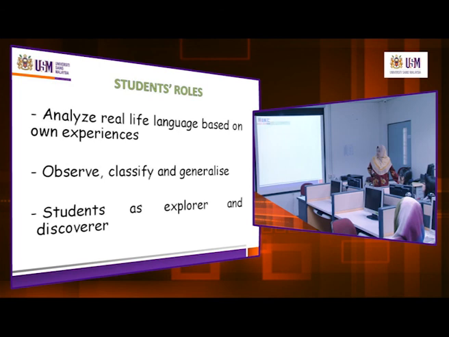And then, students' roles are to analyze real-life language based on their own experience. So when they use the language, they will relate it to their own surroundings, and in that way, they will learn more. That is what LA is all about, to give students the opportunity to learn in their own environment. Observe, classify, and generalize. And students are explorers and discoverers.